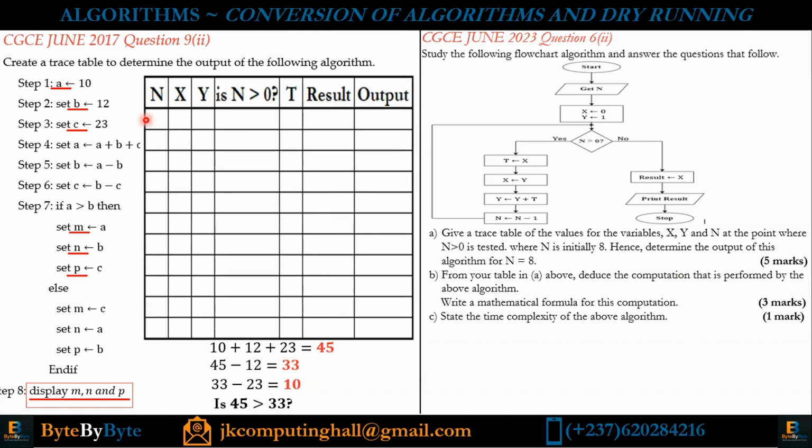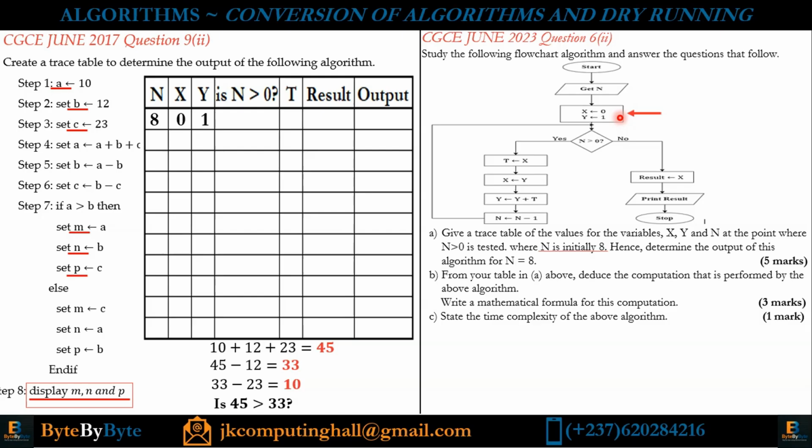This is the trace table we are going to use, because our variables are n, x, and y. We have our condition n greater than 0, we have t, as you can see, we have our result, and we have the output, because all trace tables must have an output. Good. Let us proceed. The first step says get n, and in this question they said n is initially 8, so that's the value of n, which is 8. The next one says x takes 0 and y takes 1, as you can see, the initialization. So x is 0, y is 1.